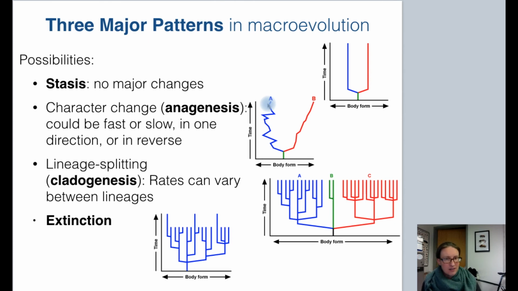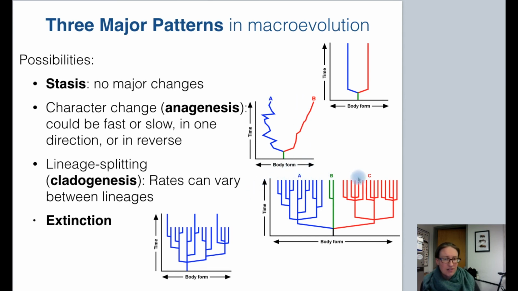Collectively, we see different patterns of character change through time, in contrast with periods where there is stasis. The third major type of pattern that we observe through evolutionary time is different lineages splitting into a larger number of lineages. This is, again, that second type of speciation that can occur. Where we see evidence of a lot of lineage splitting, that process is referred to as cladogenesis. That's the formation of clades.